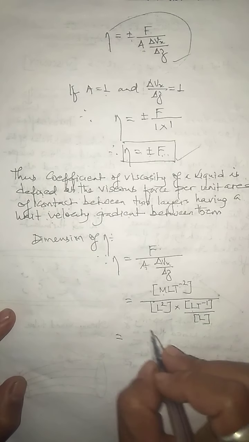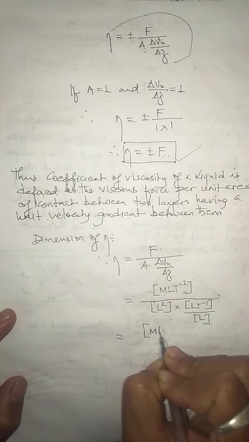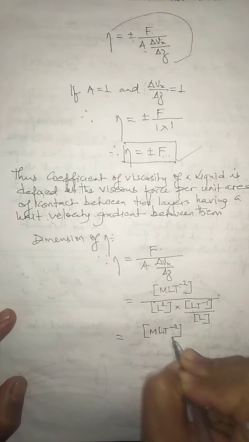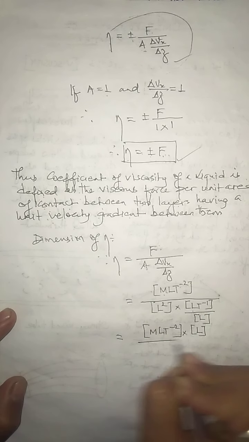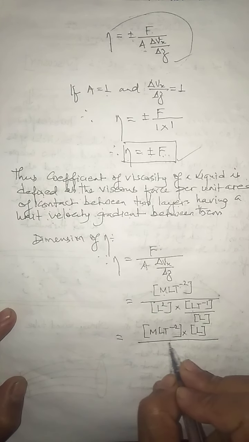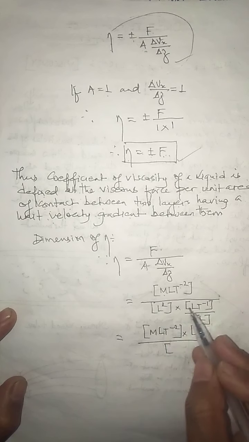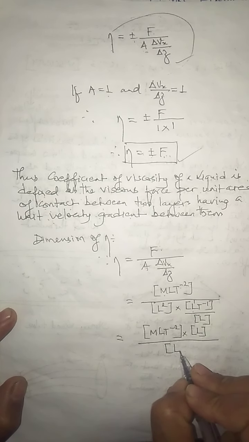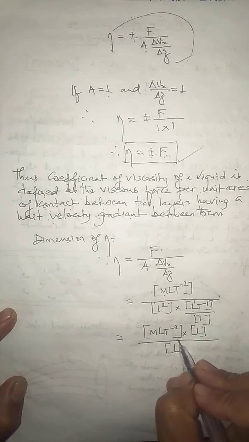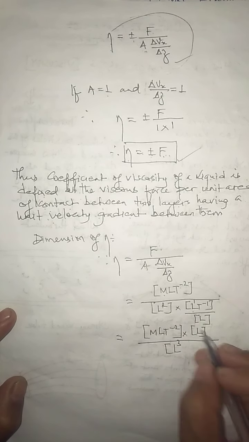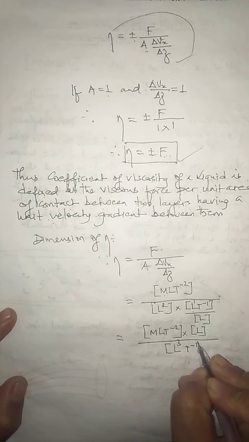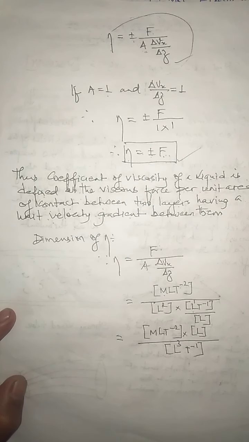So I write it down in this manner. It will be M L T minus 2. This L will go in the numerator, reciprocal, whole divided by, let me combine this in the denominator, L square and L1 only. If you combine, 2 plus 1 means what? 3. L cube. And this is T minus 1.